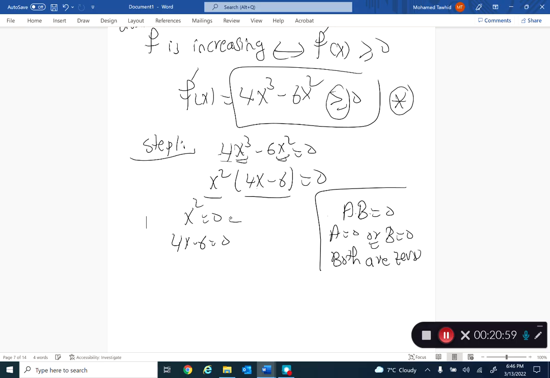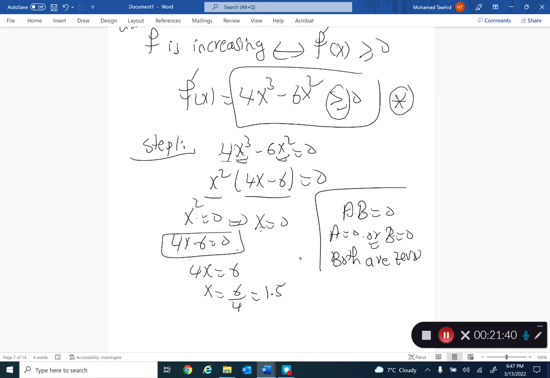What is x squared equals 0? That is x multiplied by itself, 2 times, x multiplied by x. If x multiplied by x equals 0, then x equals 0, because of the rule that A could be 0 or B equals 0. Now I need to solve the other one: 4x equals 6. Take negative 6 to the other side, divide by 4, and you get 6 over 4, which is 1.5. So that is step number one.